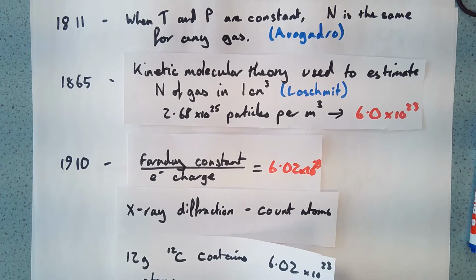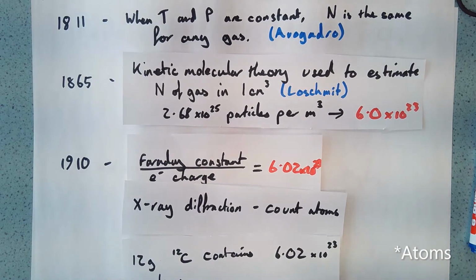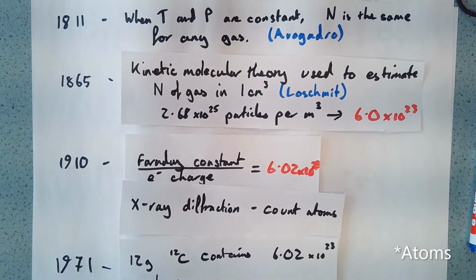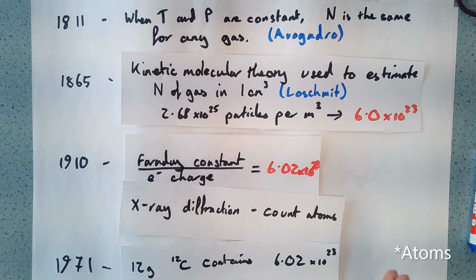But we ended up with this definition for our A-level, which is actually our 1971 definition, which is that 12 grams of carbon-12 contains 6.02 times 10 to the 23 atoms. Okay, that's what we would define as Avogadro's number in terms of our A-level. Now, I mentioned the 2018 experiment, and actually, as of 2019, there is now a new definition of Avogadro's number, which is now 6.02214076 times 10 to the 23 exactly.